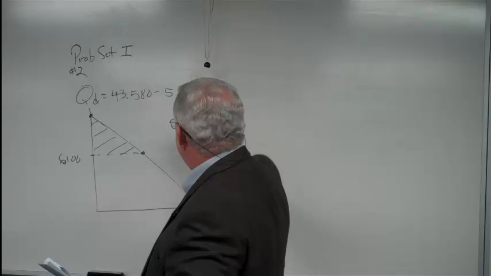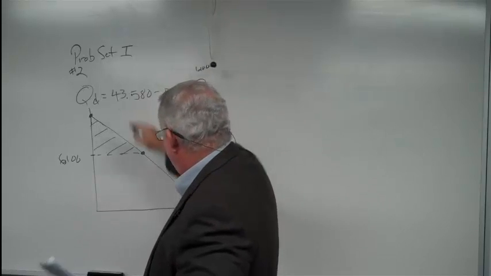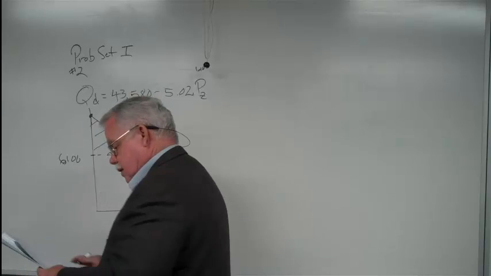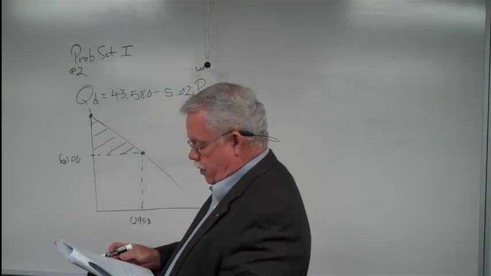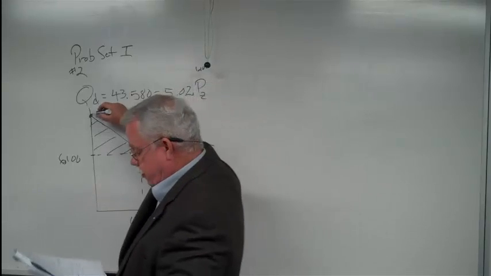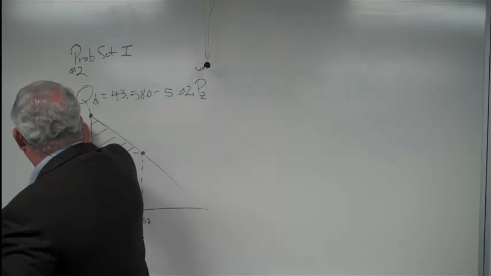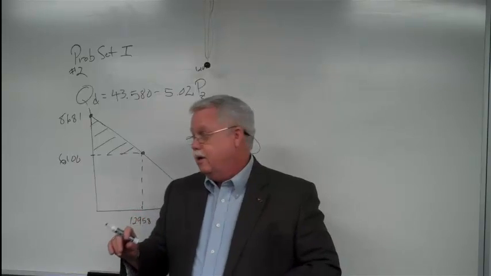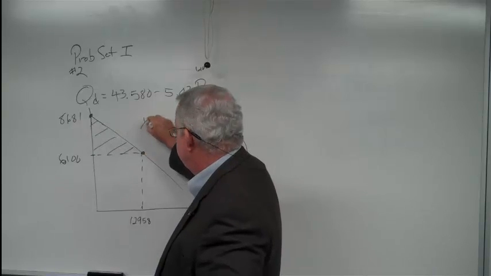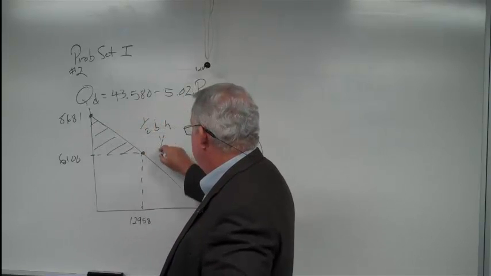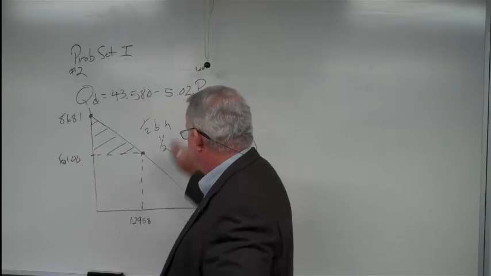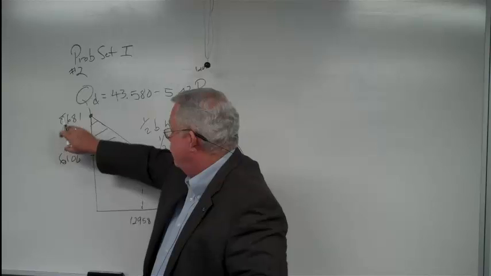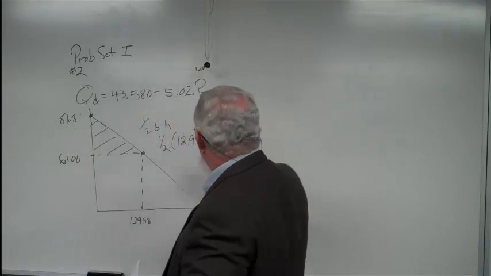Let's see here. When we plugged in 6,100 here, our quantity became 12,958. And I see somewhere earlier in the calculation when we solved for this intercept, it became 8681. Everybody comfortable with those numbers and where they came from? Okay. So how do we find the area of that triangle? We're going to take 1/2 the base times the height. So 1/2, and the base is this distance, which is also this distance, which is 12,958. And then the height is from 6,100 to 8681. 2581.